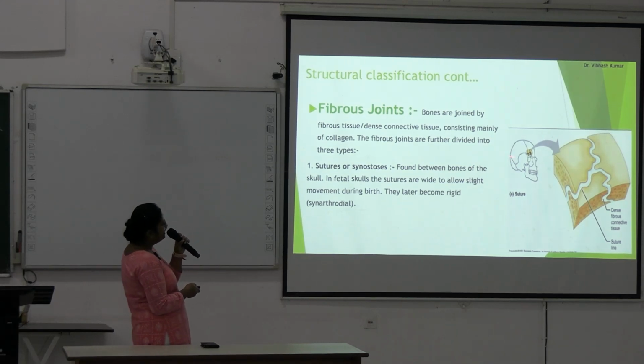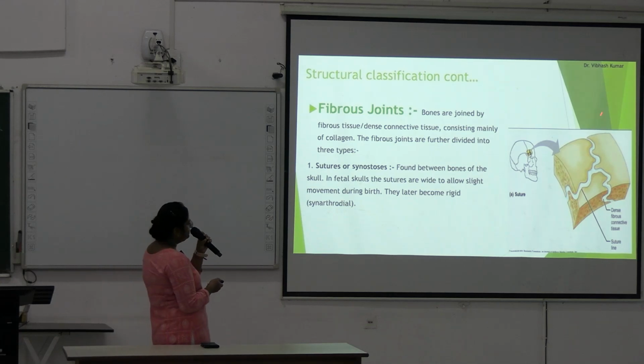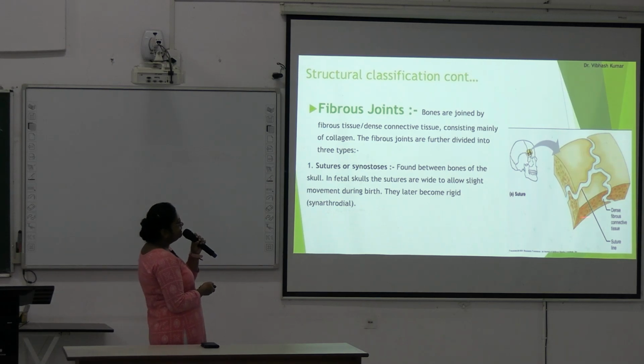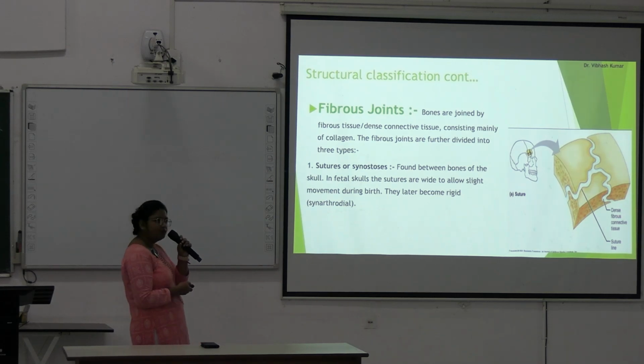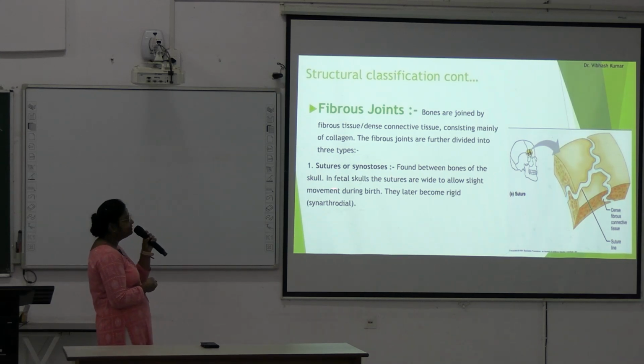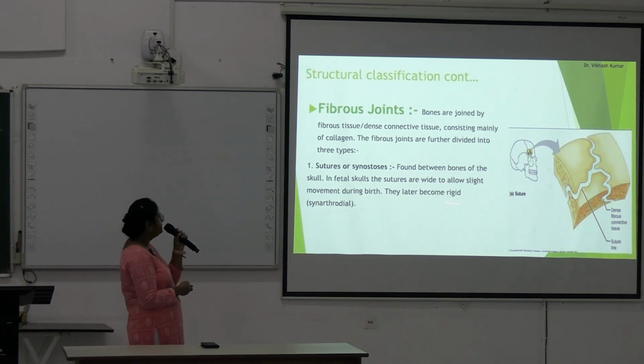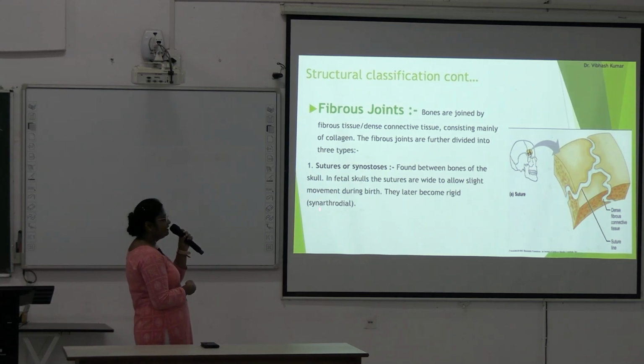See, these are the cranial bones. Sutures mainly occur among the cranial bones or flat bones. And these are the suture lines. These white lines are the suture lines, and the ends of the bones are connected by dense fibrous connective tissue. Sutures are found between the bones of the skull, and in fetal skulls, the sutures are wide to allow slight movement during birth, and they later become rigid, forming the synarthroidal type of joints.